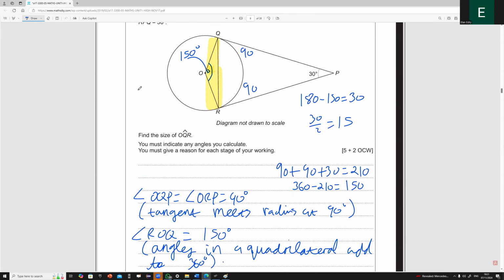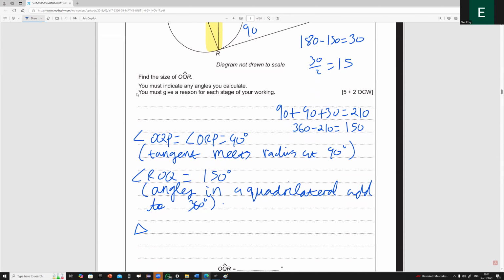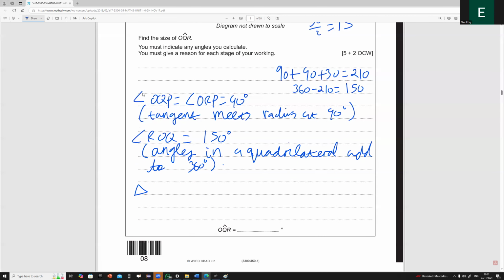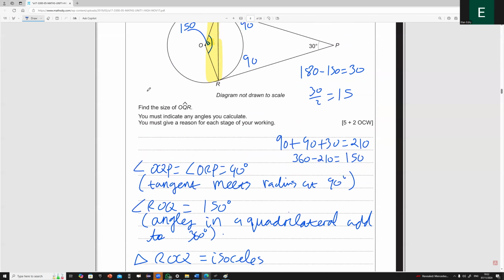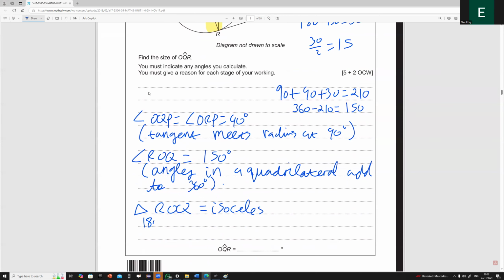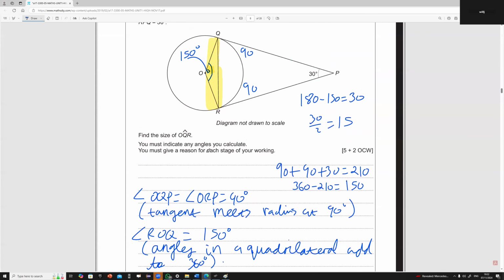And then what else do we know? We know that the triangle ROQ was isosceles. And we can just do 180, take away 150, that's 30. 30 divided by 2 is 15. So 15 degrees. For that one, I thought you could do, if RQP is just an isosceles triangle, I just did 180 take away 30, divide that by two, and then 75.